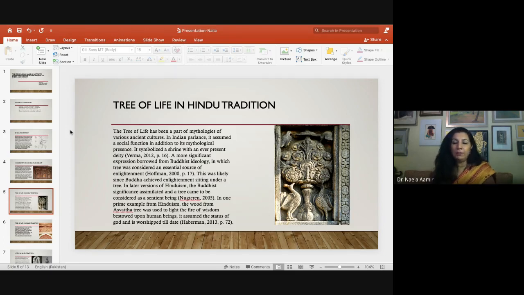The tree of life has been a part of mythologies of various ancient cultures. In Indian parlance, it assumed a social function in addition to the mythological presence. It symbolized a shrine with an ever-present deity, a more significant expression borrowed from Buddhist ideology in which tree was considered an essential source of enlightenment. This was likely since Buddha achieved enlightenment sitting under a tree. In later versions of Hinduism, the Buddhist significance assimilated and a tree came to be considered as a sentient being. In one prime example for Hinduism, the wood from Asvastha tree was used to light the fire of wisdom bestowed upon human beings. It assumed the status of God and was worshipped till date.